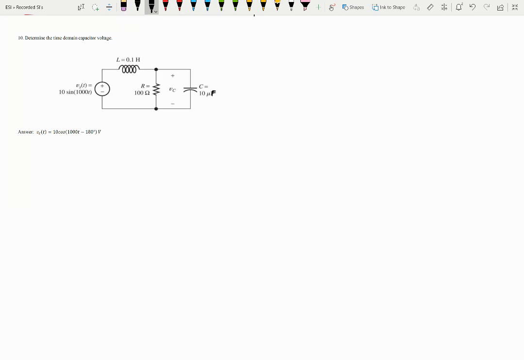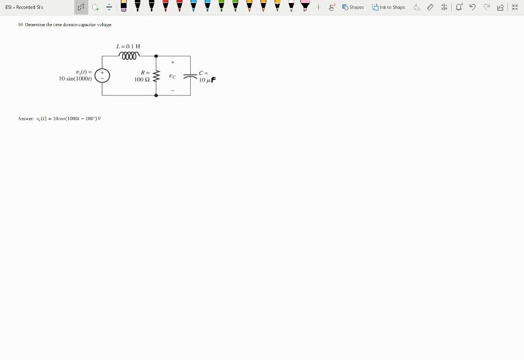All right, let's take a look at this last problem here. This last problem wants us to determine the time domain capacitor voltage, so it wants us to find Vc of t. In order to do that, let's take a look at what we have.